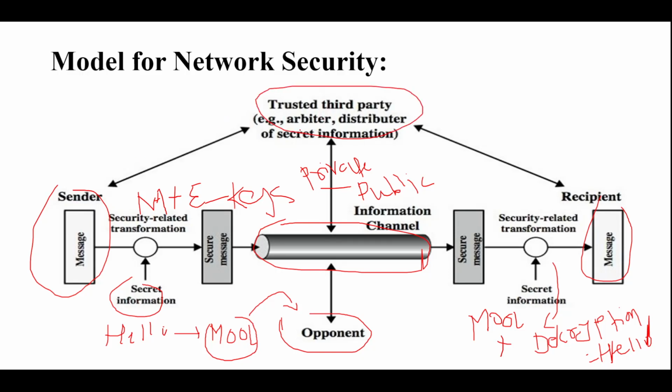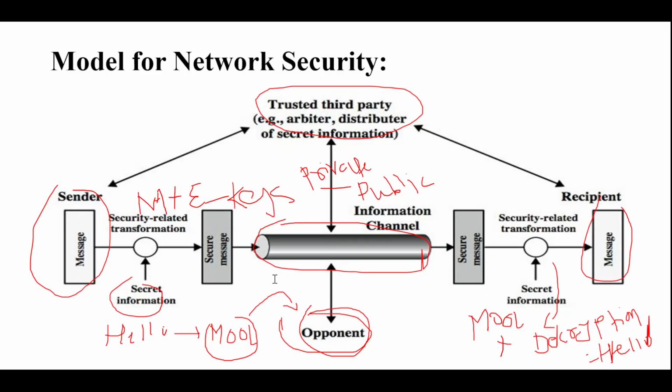The secret information distributor is nothing but the trusted third party, which provides the private keys and public keys. If the trusted third party provides the private and public keys to the correct sender and correct receiver, then this opponent will not be able to read the original information.